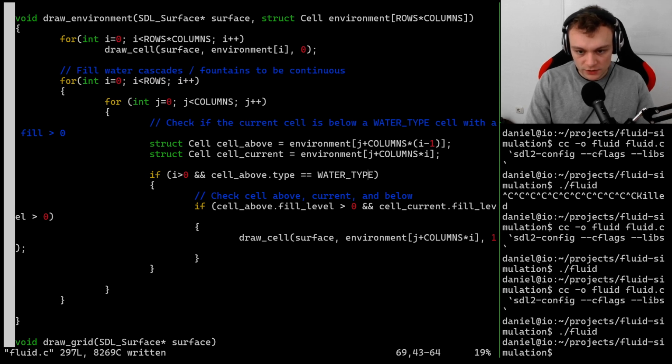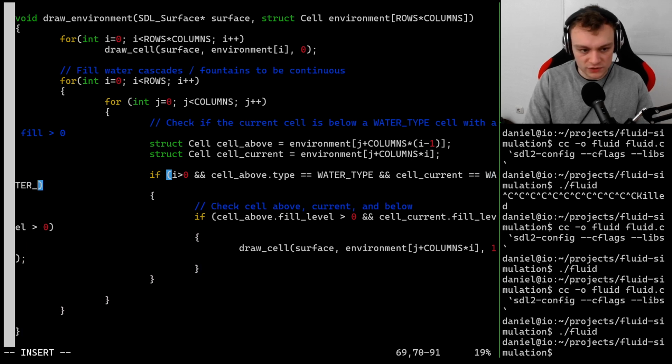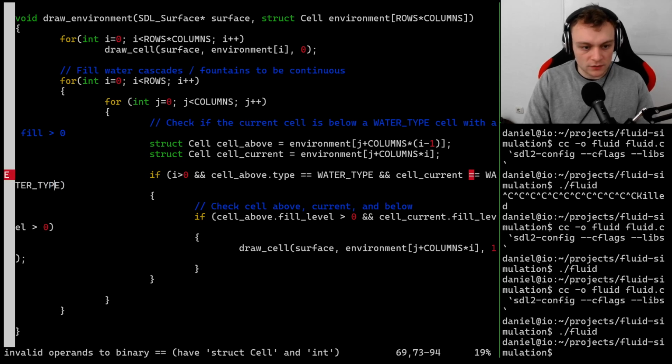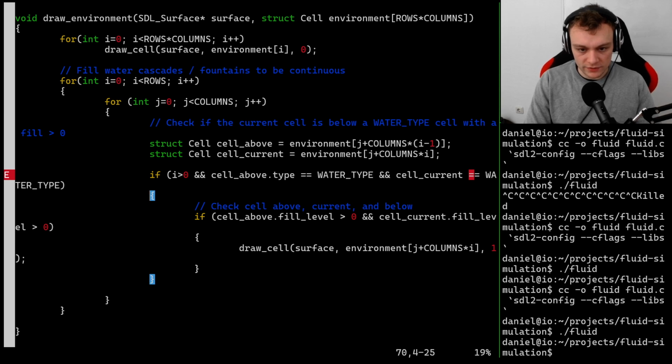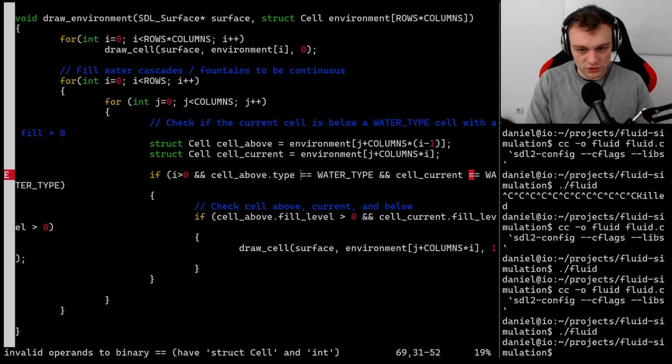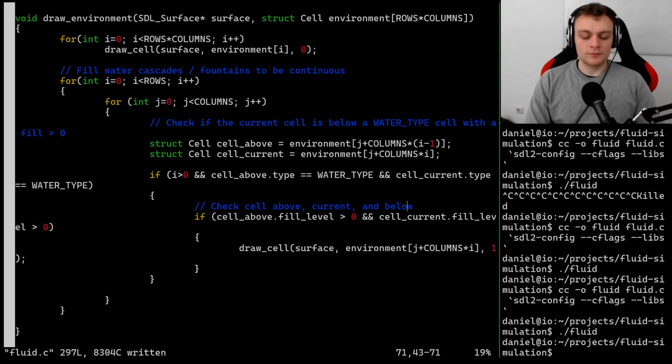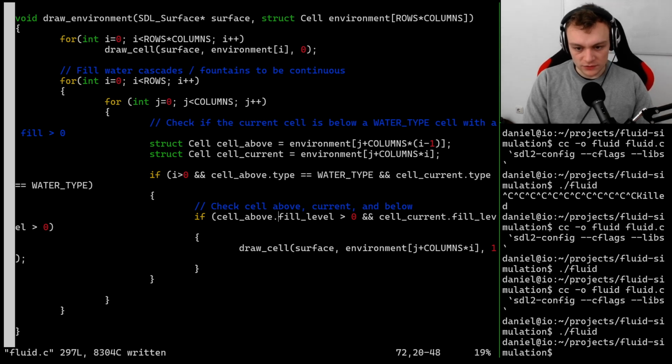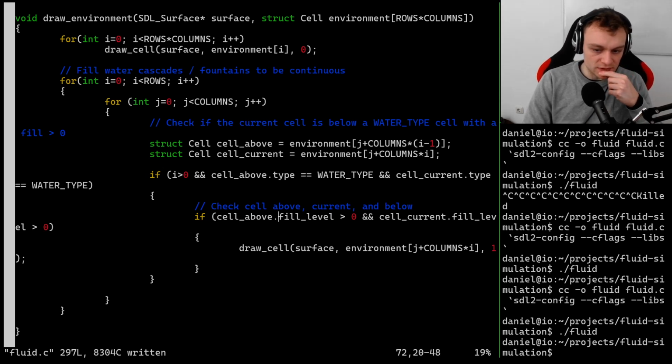So the cell above type must be water type, and of course the current cell type, cell current, must be water type as well. Probably this check is superfluous, because we also check that in the draw cell method, but it doesn't harm to check it here as well. Cell current dot type is water type. Then we check the cell above dot fill level is bigger than 0 and cell current fill level is bigger than 0. And then we draw the cell.